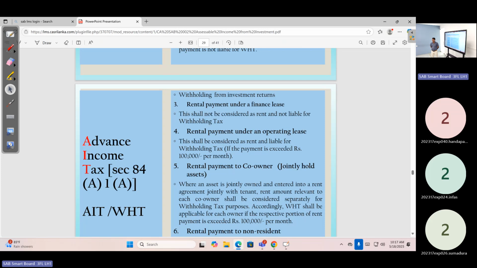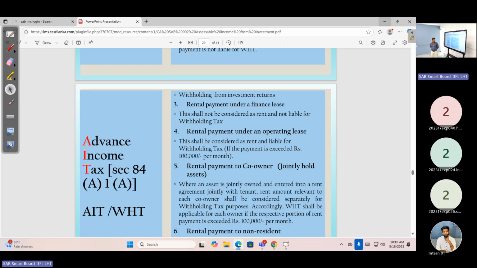Rental payment to co-owners. Where an asset is jointly owned and a rent agreement is entered into jointly with tenants, the rent amount relevant to each co-owner shall be considered separately for withholding purposes.